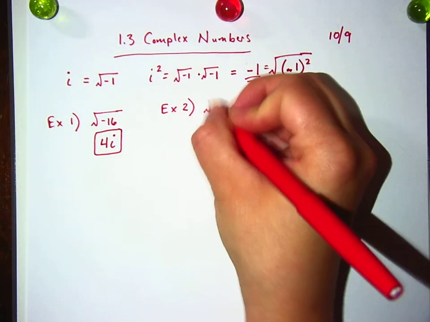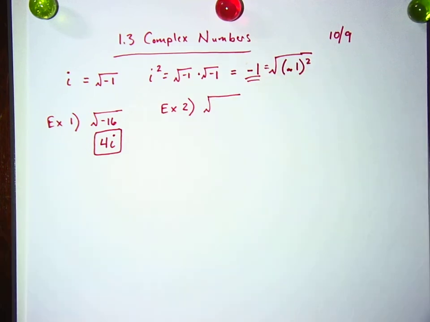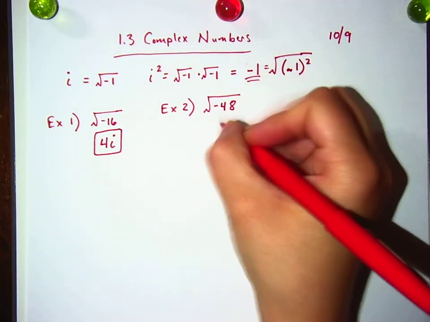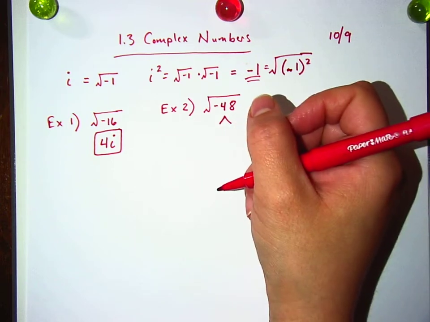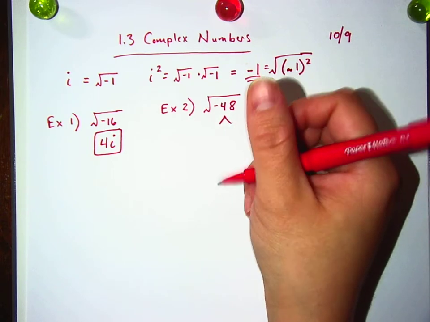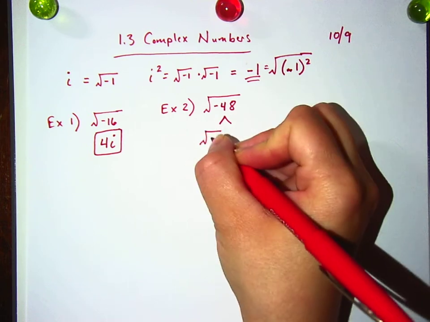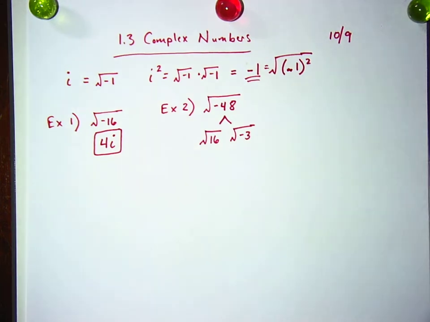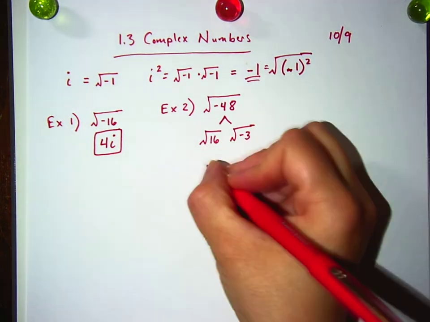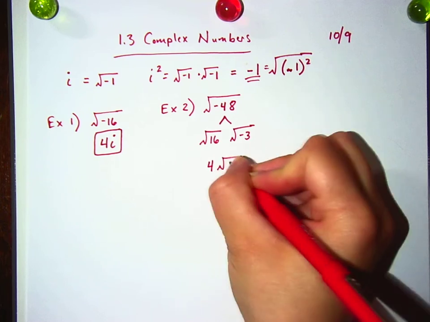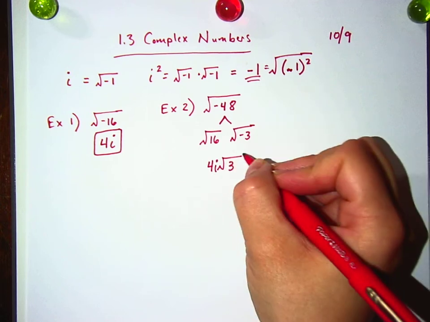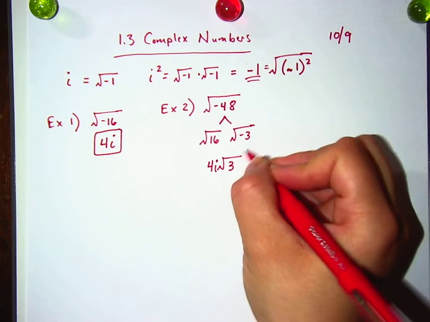Okay, so let's do something a little harder. Let's say that you had the square root of -48. Well, if you break down -48, it breaks down into 16 and 3. Got to make one of them negative, doesn't matter which one. So that's like 4 square roots of 3. But because there's a negative under there, you got to remember that i, and the i goes on the outside. So this would be 4i square roots of 3.